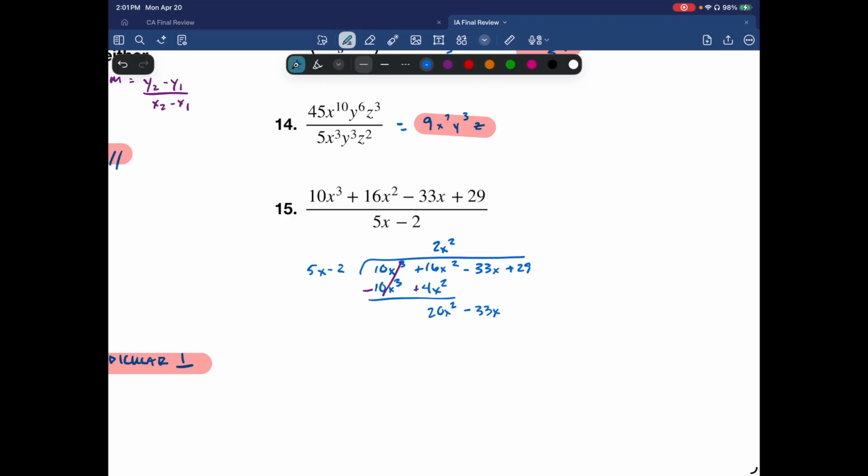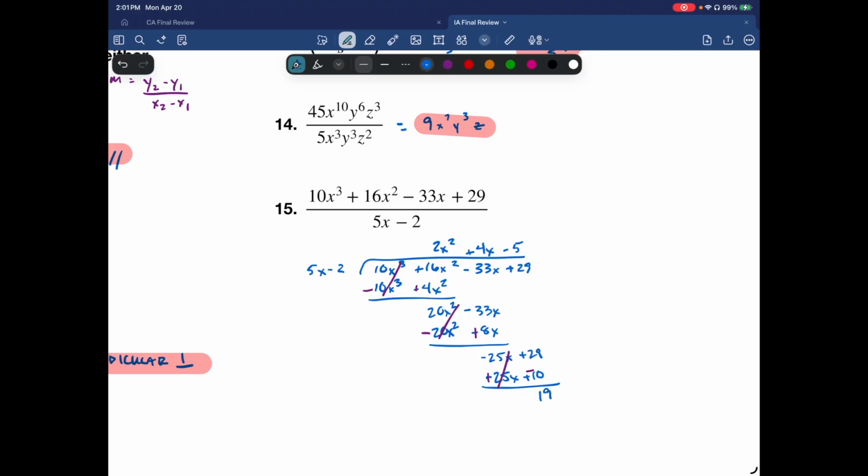5x times what is 20x squared? Well, that's going to be 4x. All right, so 4x times 5x is 20x squared. 4x times negative 2 is negative 8x. Change my signs. So negative, positive, that falls out. So that's going to give me negative 33 plus 8, which is negative 25x, plus 29. All right, 5x times what is negative 25x? That's negative 5. So that's going to be negative 25x. Negative 5 times negative 2 is positive 10. All right, change my signs. This becomes positive, that becomes negative, that falls out. All right, so 29 minus 10 is 19.